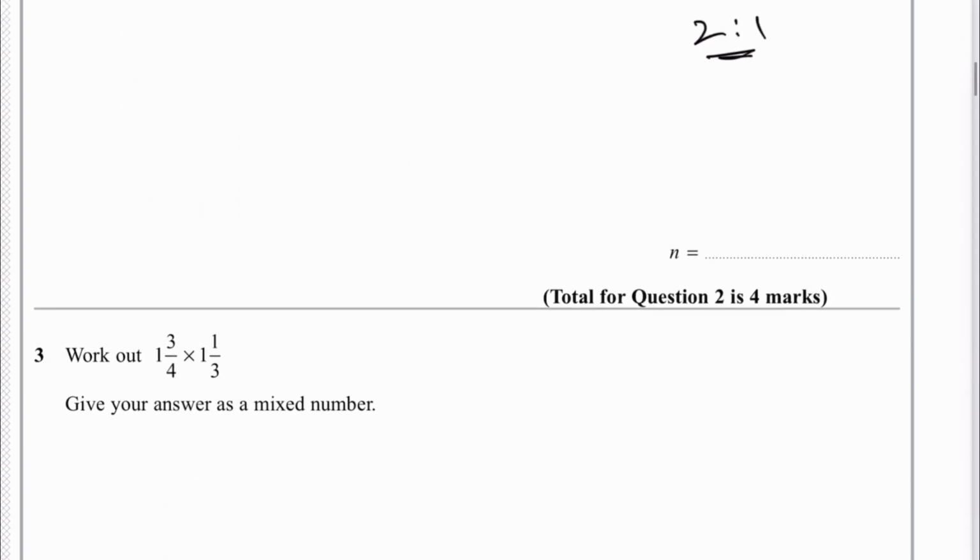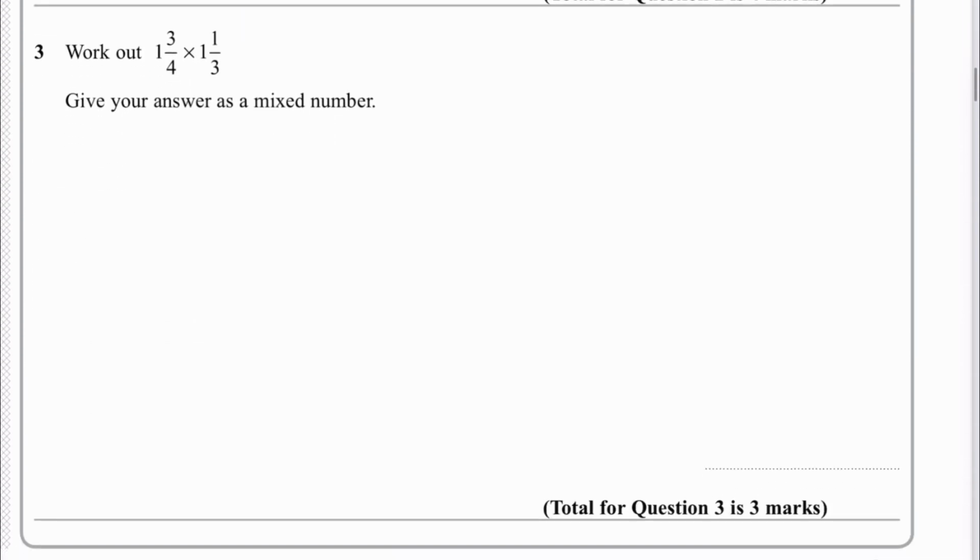Okay, let's move on then to question number 3, which is a fairly standard multiplication of fractions. So I'm going to change them into top-heavy or improper fractions. So 1 3/4, well, 1 times 4 is 4, plus 3 is going to be 7 over 4, multiplied by 4 over 3. Now I can either multiply across and say, well, that's 7 times 4 is 28, divided by 4 times 3, which is 12, and then reduce.